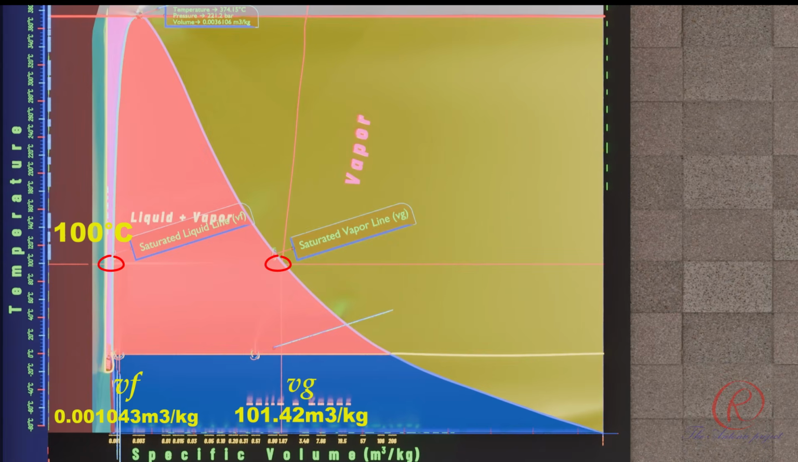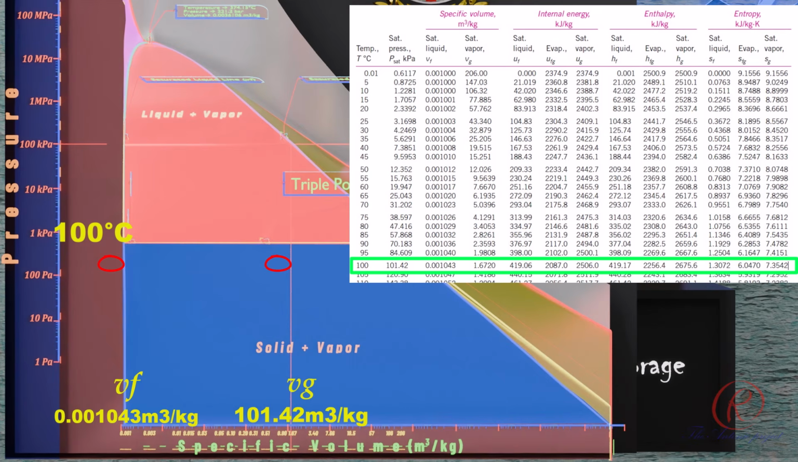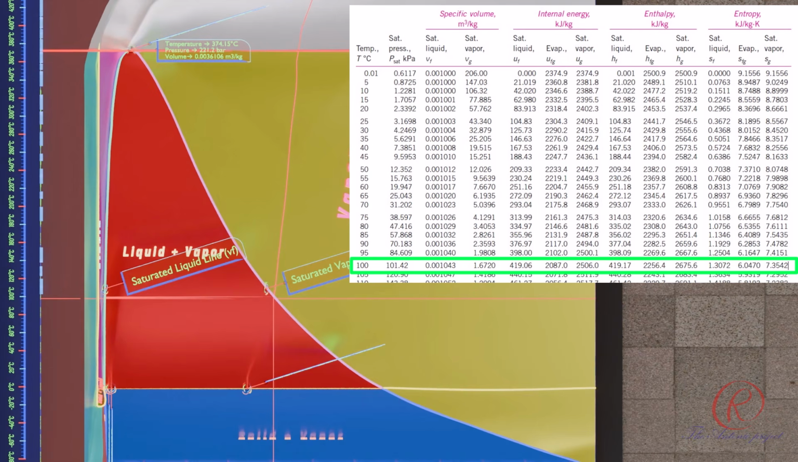For example, if the known temperature is 100 degrees Celsius, if we draw a straight line, the pressure is 101.42 kilopascal. The line intersects the saturated liquid line with a value of 0.001043 cubic meter per kilogram and the saturated vapor line with a value of 1.672 cubic meter per kilogram. The other values correspond to the green box in the table.